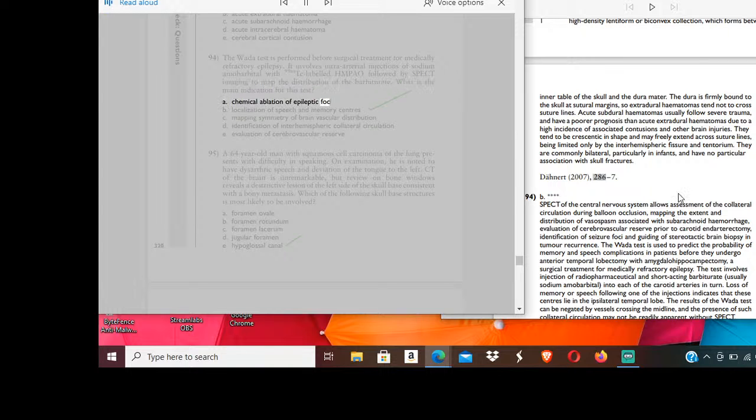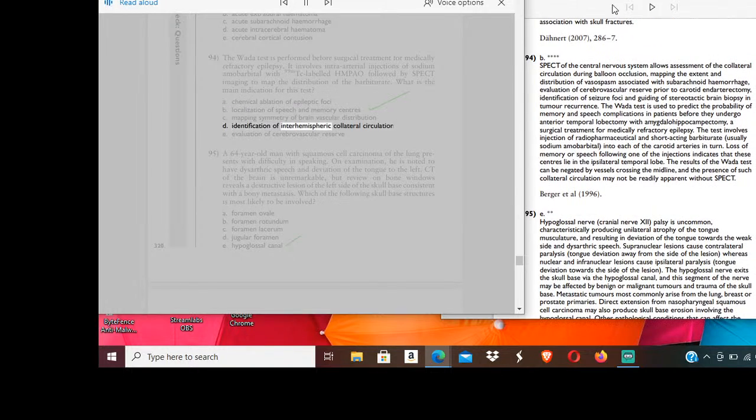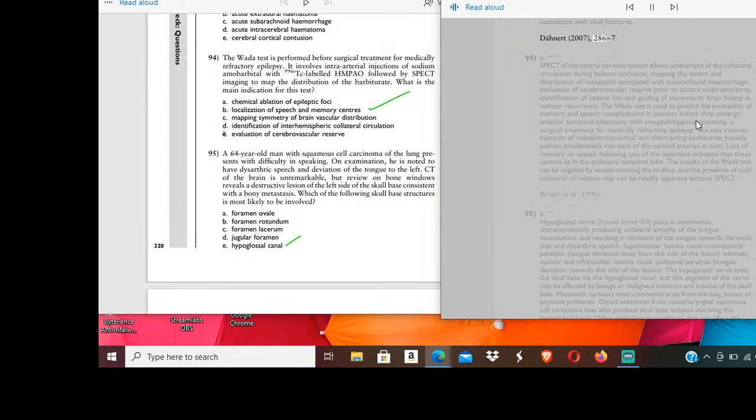A. Chemical ablation of epileptic foci. B. Localization of speech and memory centers. C. Mapping symmetry of brain vascular distribution. D. Identification of interhemispheric collateral circulation. E. Evaluation of cerebrovascular reserve. 94. B.